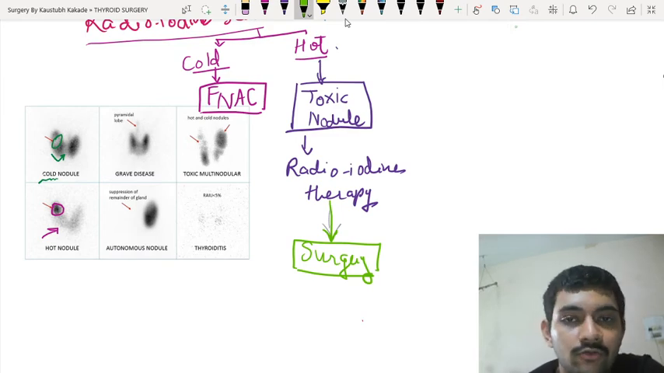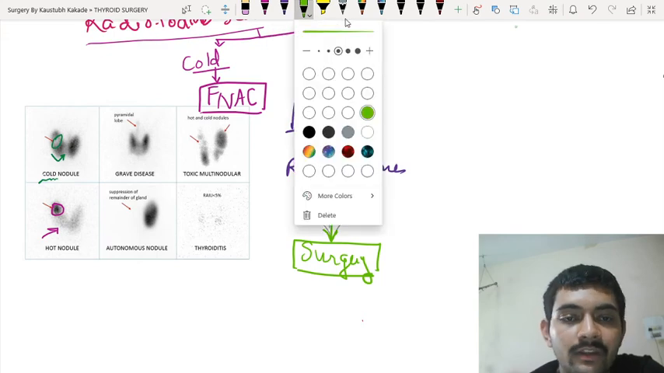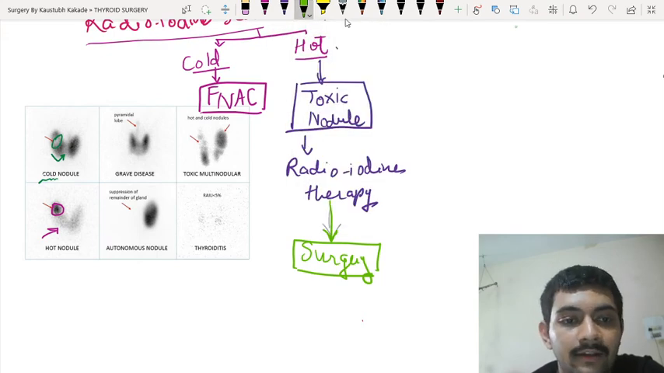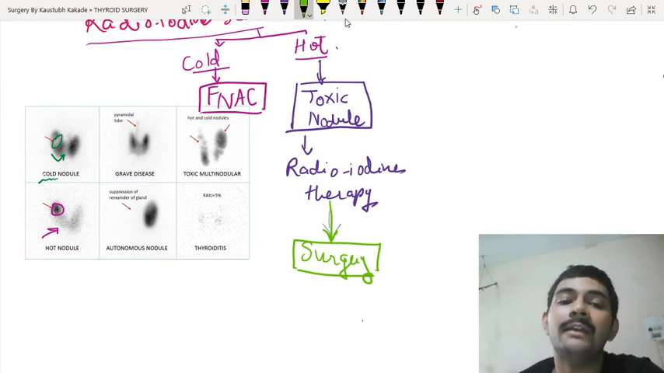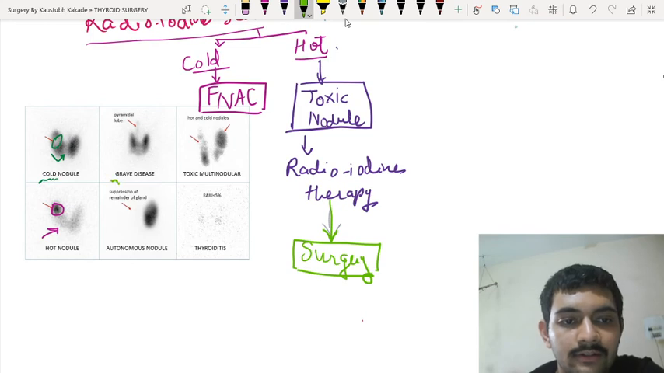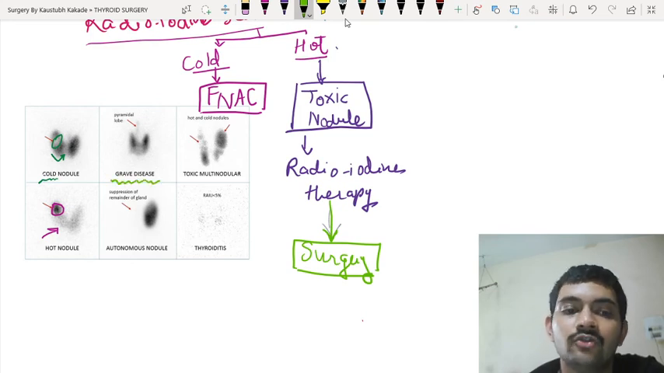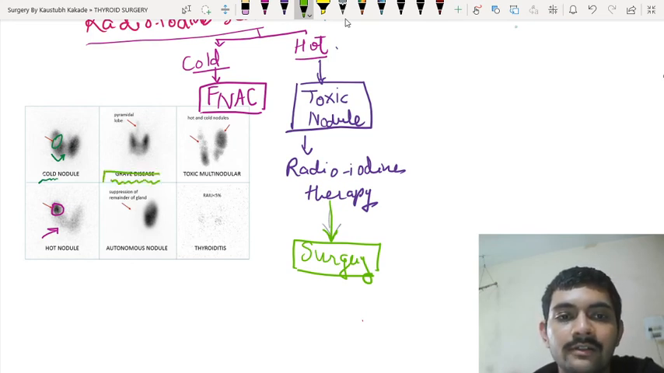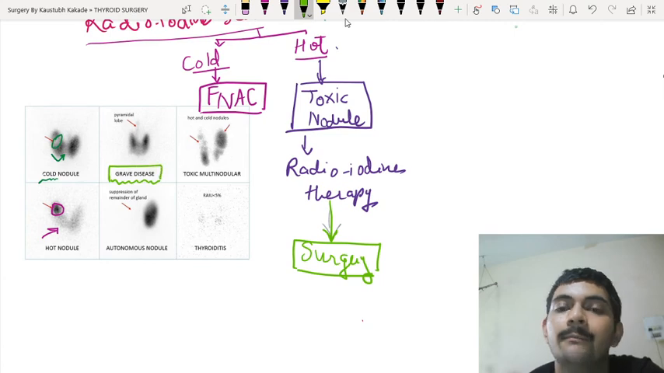What other variations can you get? Let's see that. So now what other variation you can get is, see, this lobe is diffusely enlarged, diffusely taking the dye, and the patient is hyperthyroid. What is this? This is Graves' disease. So how do you manage a patient of Graves' disease? You manage a patient of Graves' disease simply medically by giving antithyroid drugs.